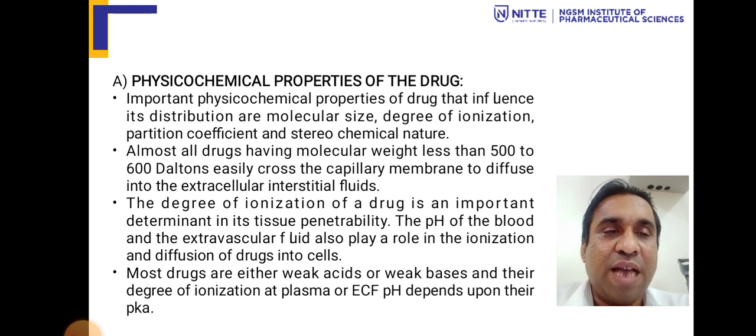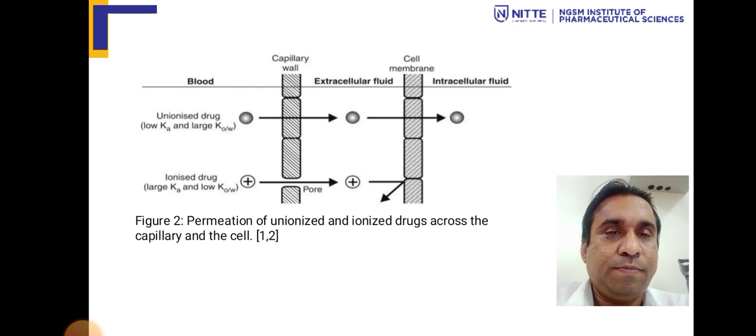Most drugs are either weak acids or weak bases, and their degree of ionization at plasma or ECF pH depends on their pKa. We'll see how permeation of unionized and ionized drug occurs as shown in figure 2, reference 1 and 2. Unionized drug crosses easily, depending on the low pKa and the large K value, the oil and water coefficient. Ionized drugs cross the capillary pores, but they do not cross the cell membrane. So this is the problem with ionized drug. They have a large Ka value and a low oil and water coefficient.